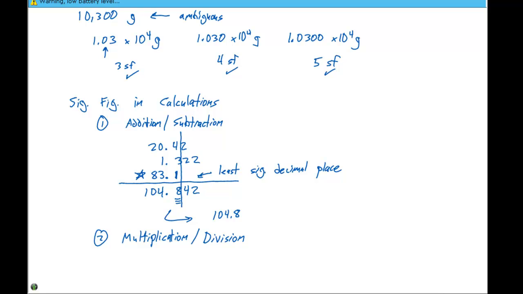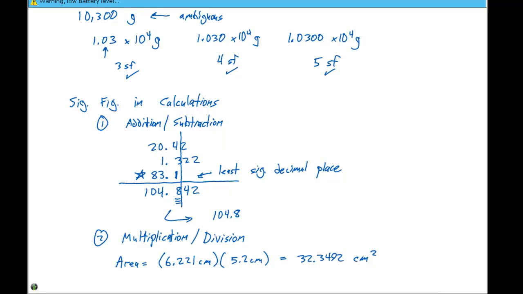So for example, if we're doing an area calculation, when we calculate the area, we're multiplying two things together. So let's just say our area is going to equal 6.221 centimeters times 5.2 centimeters. If we multiply these together, the product is 32.3492 centimeters squared.